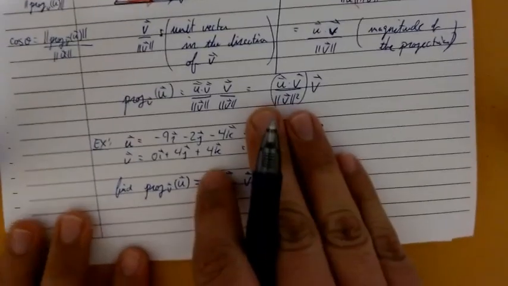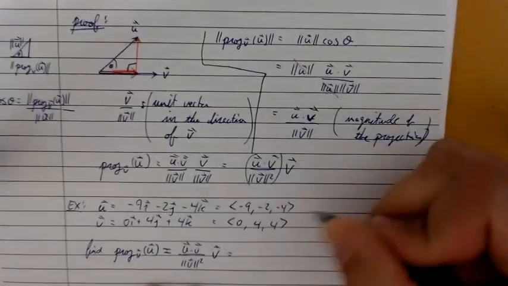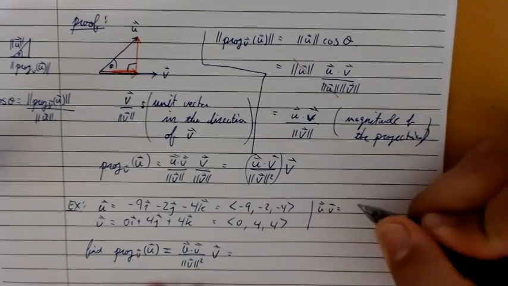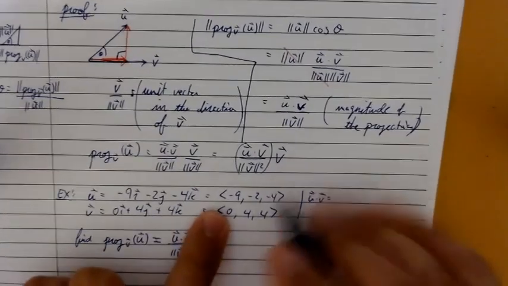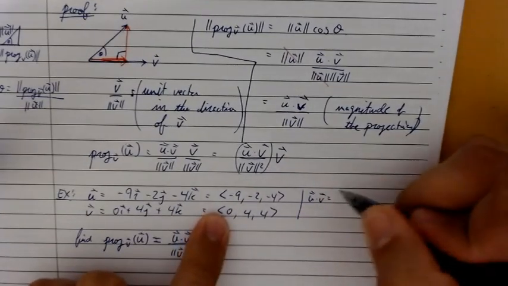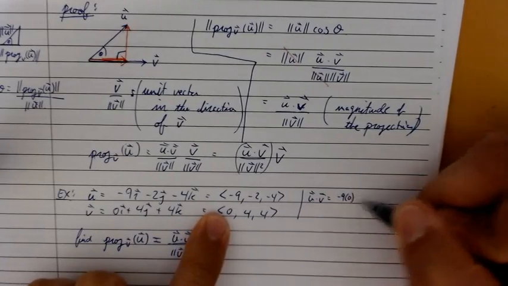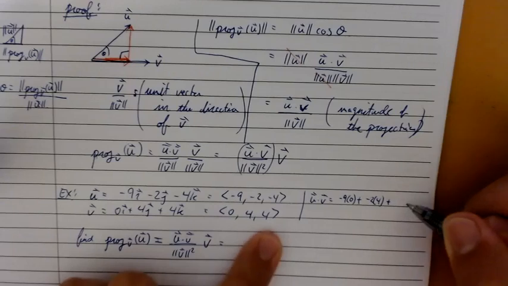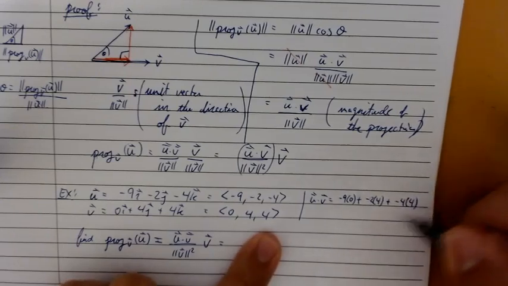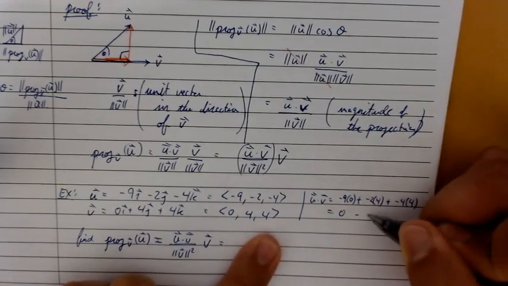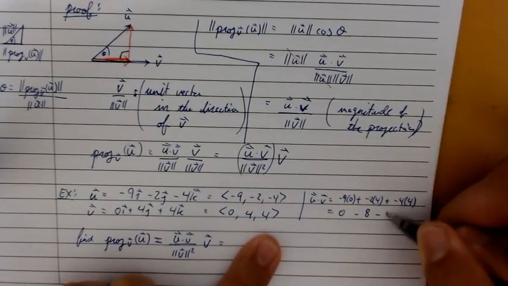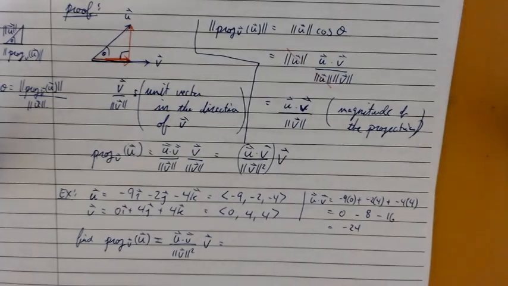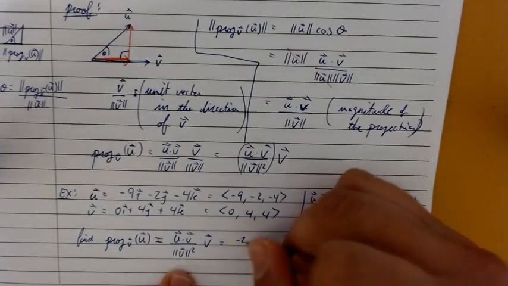All right, so we're going to take the dot product of u and v. Let me go ahead and do that up here. If I take the dot product of u and v, that's going to be, well, just multiply component-wise and then add those results. That would be negative 9 times 0 plus negative 2 times 4 plus negative 4 times 4, which will give us 0 minus 8 minus 16, or in other words, negative 24. All right, so that's our numerator, negative 24.